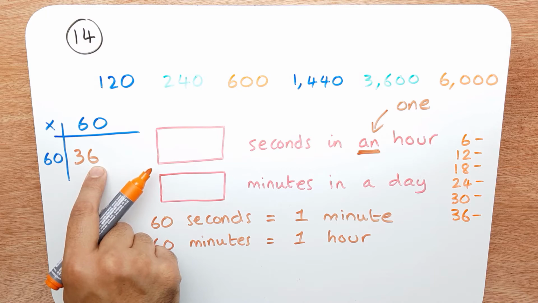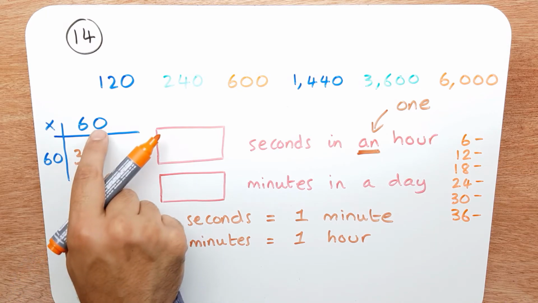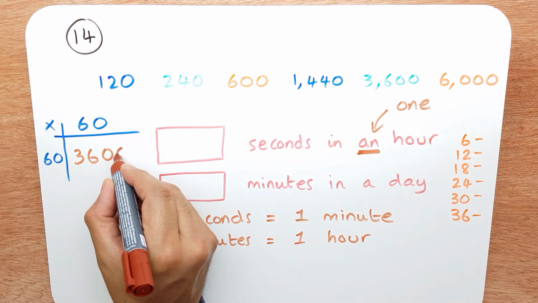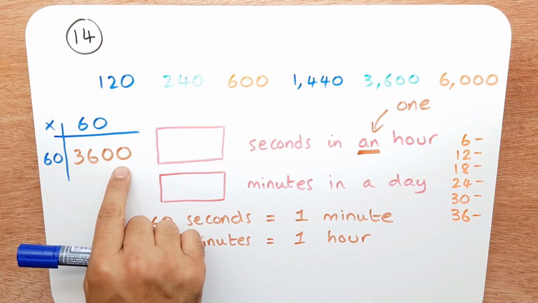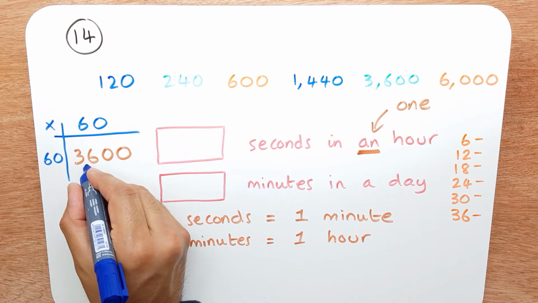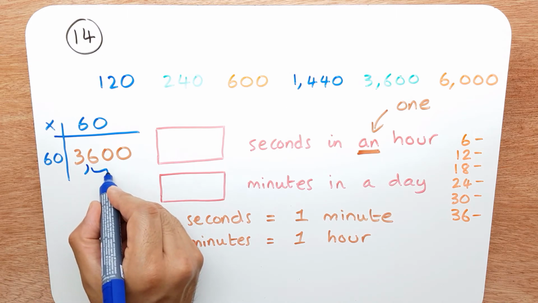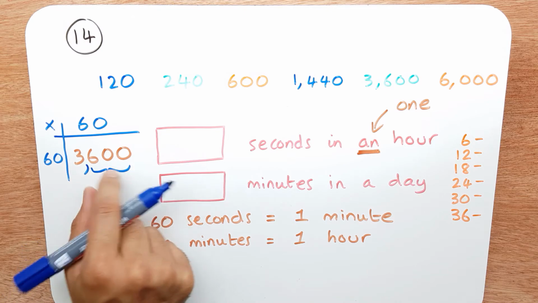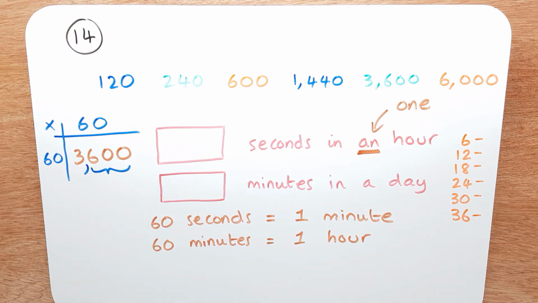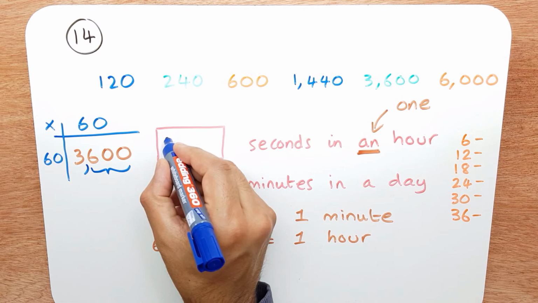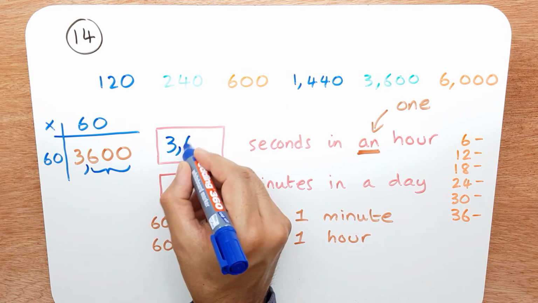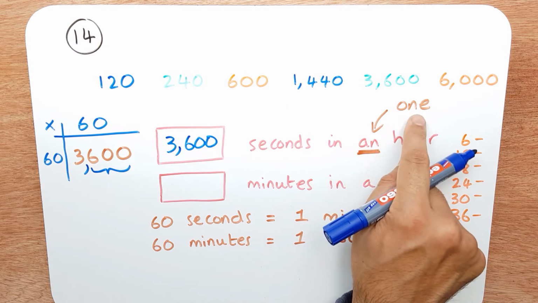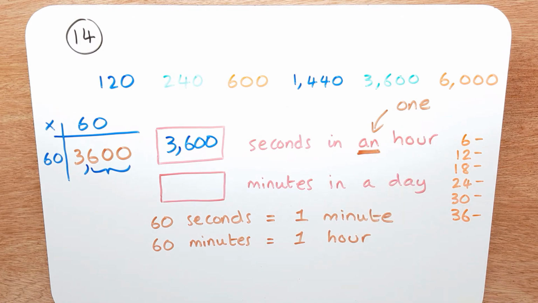Now, what I need to do is bring this 0 and this 0 down here. So my answer now is 1, 2, 3, comma. These are our thousands. So it's 3,600. So we know this is 3,600 seconds in 1 hour.